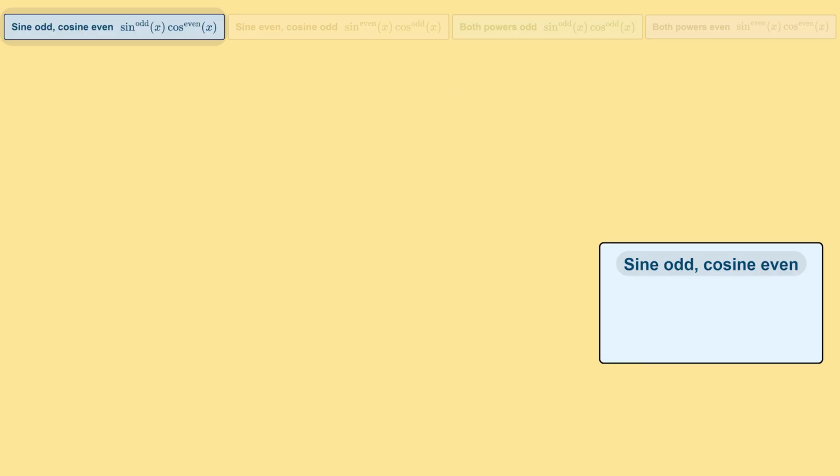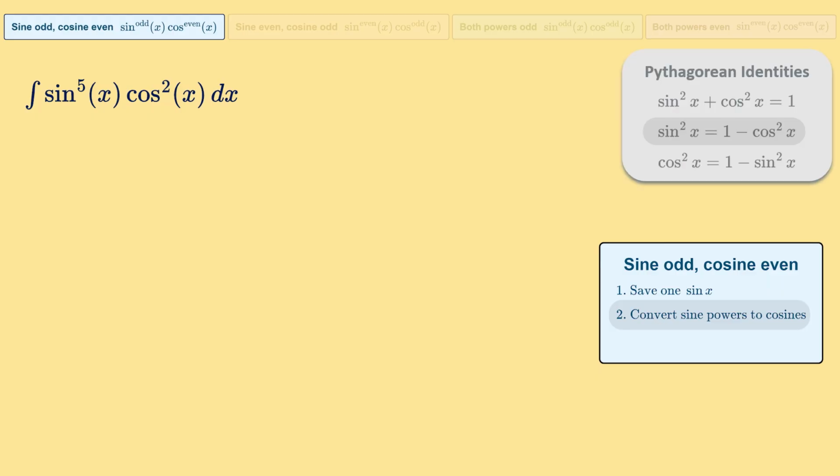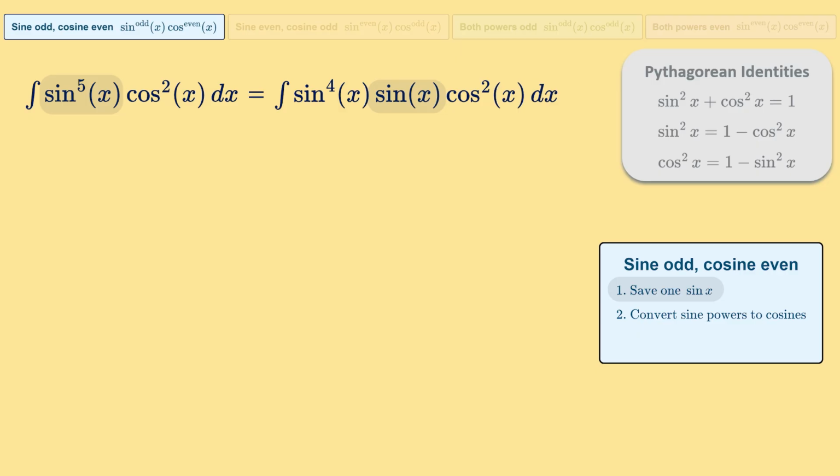First, suppose n is odd and m is even. Consider the integral of sine to the 5th power x times cosine to the 2nd power x dx. Since the sine power is odd, I want to save one copy of sine of x and put it to the side, and I want to rewrite the rest using the identity sine squared of x equals 1 minus cosine squared of x. So I rewrite sine to the 5th power of x as sine to the 4th power of x times sine x, where I'm putting one sine x to the side.